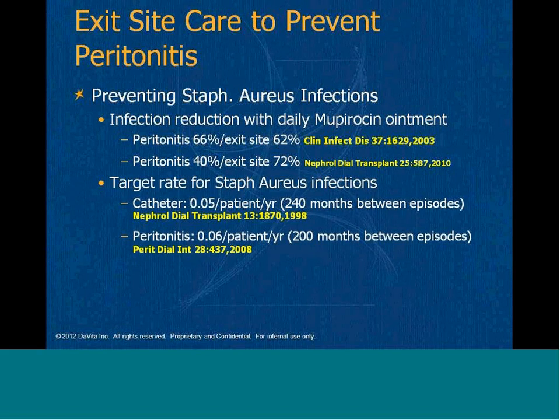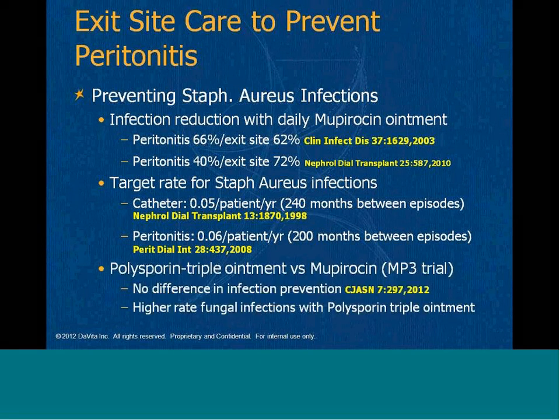The target for Staph aureus infection should be very low, 0.05 or 0.06 episodes per patient per year, and between 200 and 240 months between episodes, which has been achieved in many studies. That is to say, if we are striving for peritonitis rates of less than 1 in 3 years, the rate of exit site infection should be substantially less than that, because it is an easier problem to tackle than that of peritonitis.